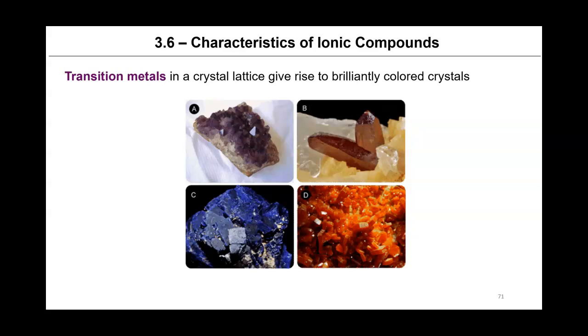Crystalline compounds are often really brightly colored, especially when they involve transition metals, and good examples of these are things like rubies and other semi-precious transition metal containing ionic compounds.